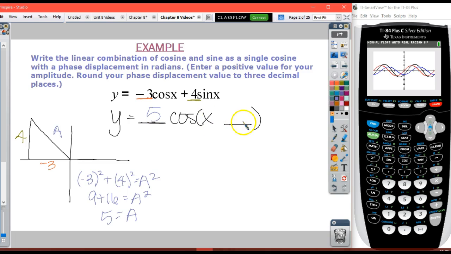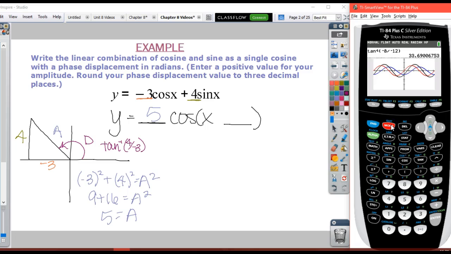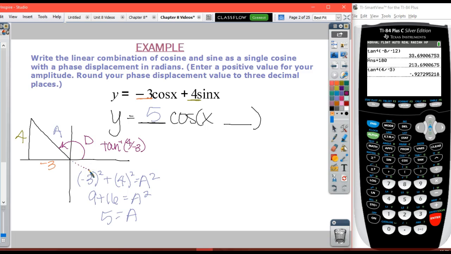From here, to find the phase displacement, we need to look for the angle that would get us to this terminal side, and we call that angle D. To do that, I can take the tangent inverse of 4 over negative 3. You'll want to make sure that you are in radian mode. We will take tangent inverse 4 divided by negative 3, and I end up getting negative 0.927 radians. Well, that's actually down in the fourth quadrant, which clearly we need to be in the second.